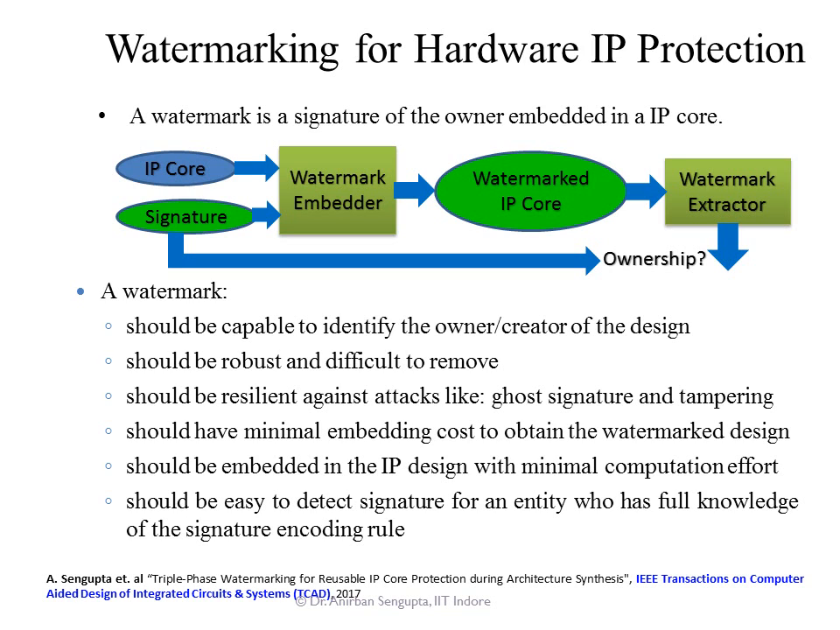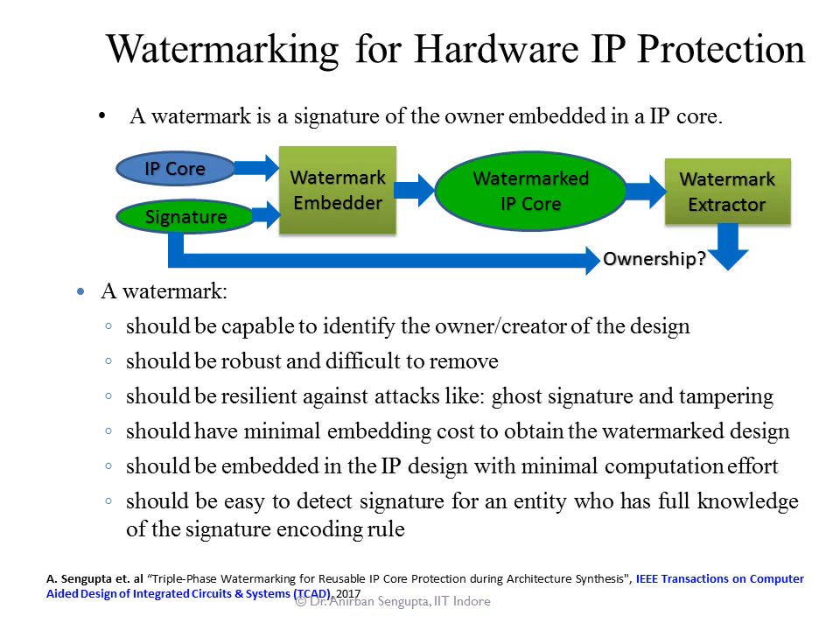Watermarking for hardware IP protection usually starts with an IP core, which includes a signature of the owner embedded in an IP. So we have a watermark embedder block that takes input of the signature and the IP core and produces a watermarked IP. And again, through a watermark extractor, we can extract the watermark and verify the presence of the signature to prove the ownership.